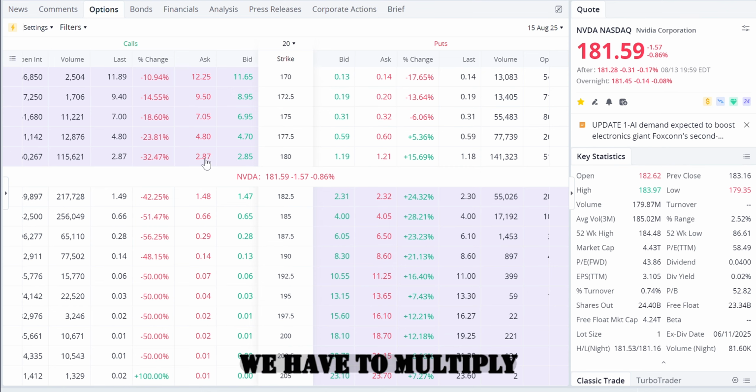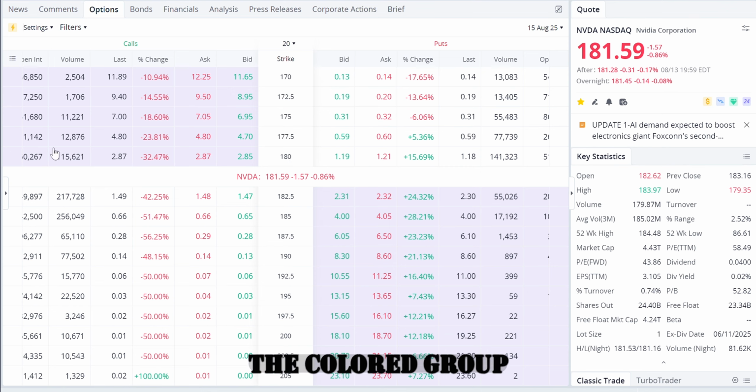Okay, so that's why we have to multiply the ask and the bid price by 100, because that's how much we are paying for that contract. So we're not going to pay $2.87 for the 180 call contract, because it's the call side. I'm saying NVIDIA is going to go up to 180. I guess we can get to that now.